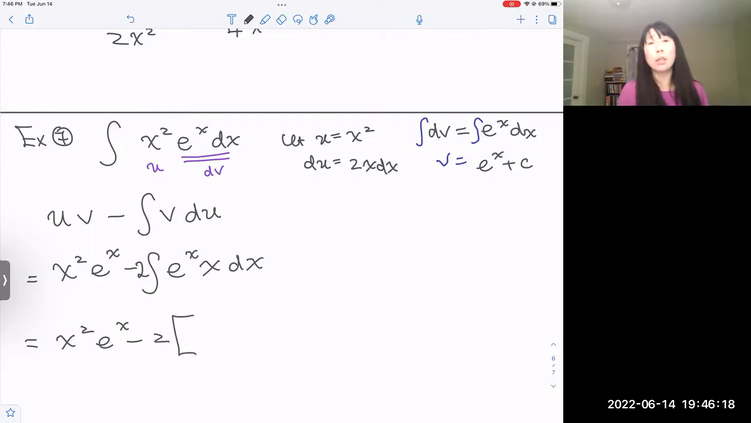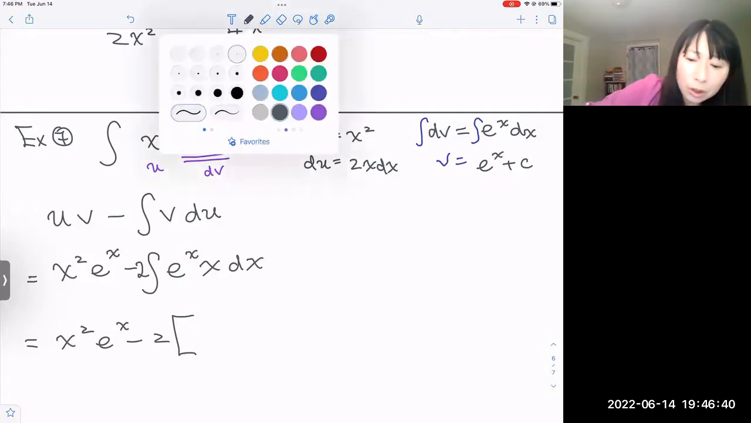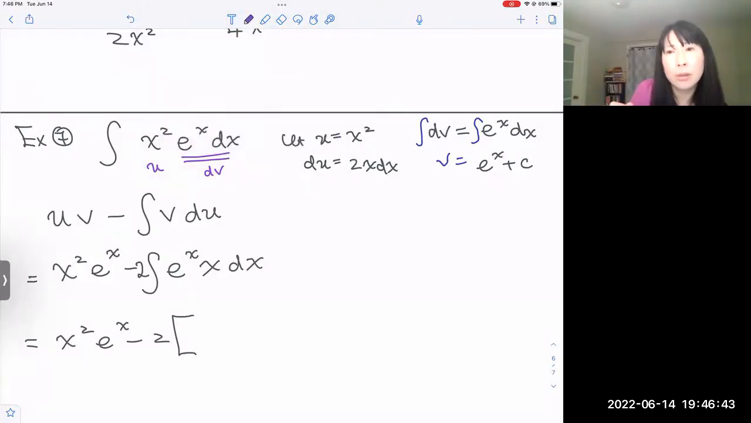Look, we cannot integrate this directly, right? Because this is a product of two functions. Now, what do we do? Do it again, good. We're going to use integration by parts again. What do you want to set up as u? X, good. So this is u, and this will be dv. All right, so we do it again.